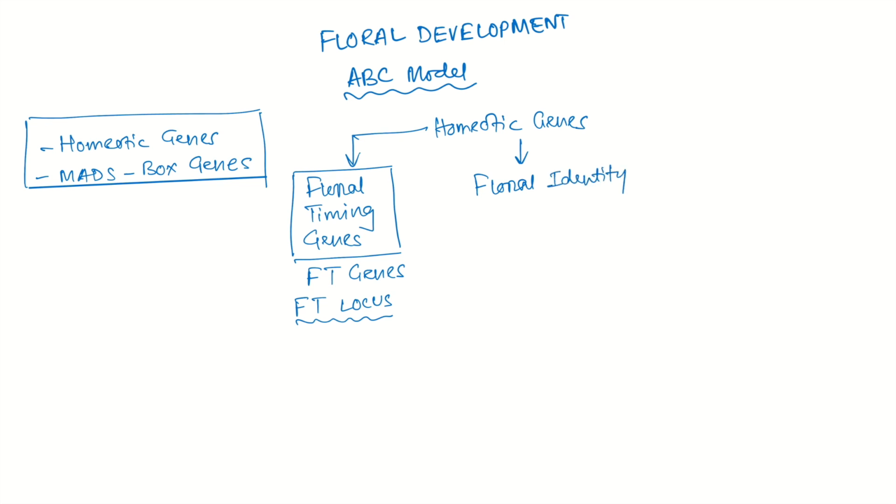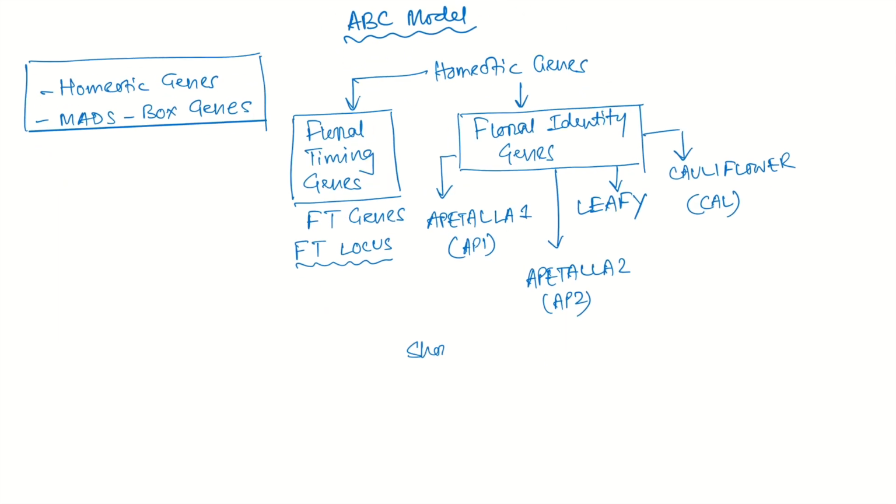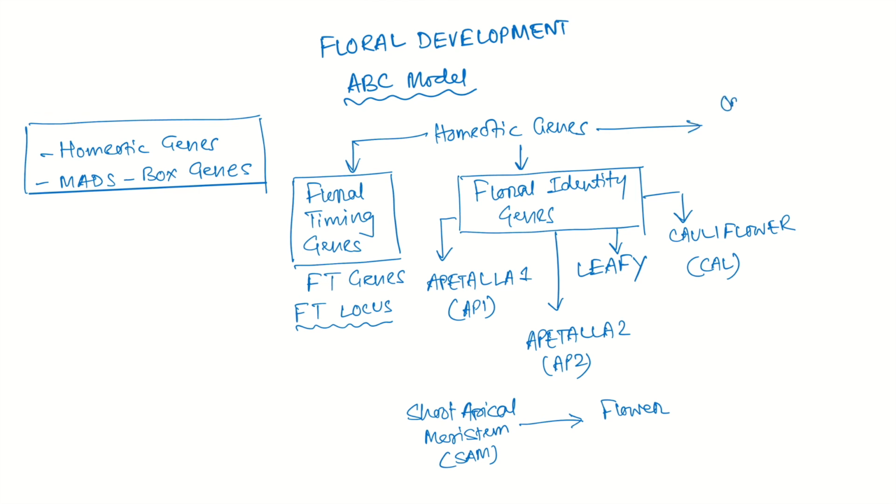The second one is floral identity genes. These genes are Apetala 1 or AP1, second one is Apetala 2 or AP2, third one is Leafy, and the fourth one is Cauliflower. We also call Cauliflower CAL. What they do is develop the shoot apical meristem into flower. So they convert the shoot apical meristem into flower.